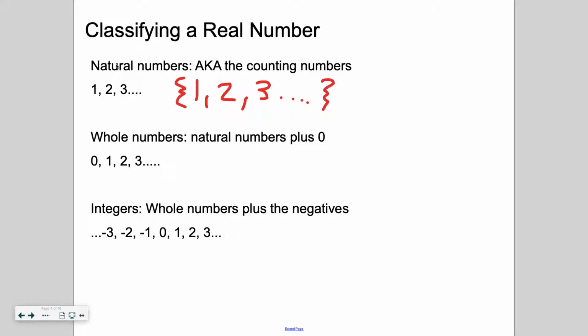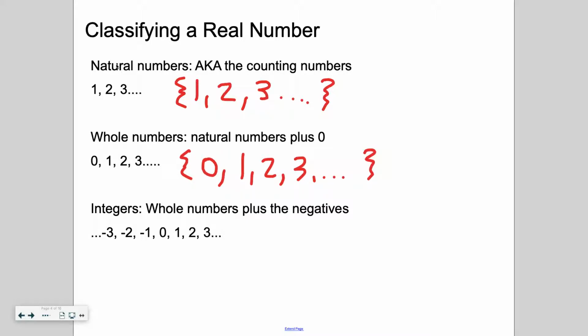Whole numbers are the natural numbers, but this time we add 0. So the only difference between the whole numbers and the natural numbers is that 0 is involved. So here you have 0, 1, 2, 3, and so on.